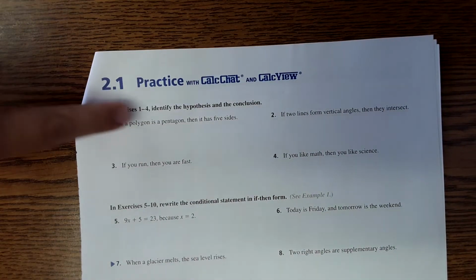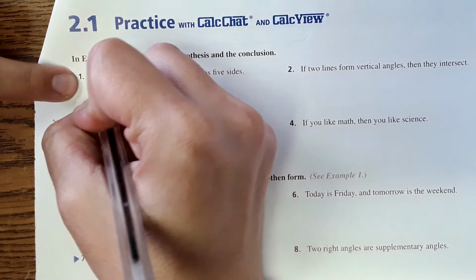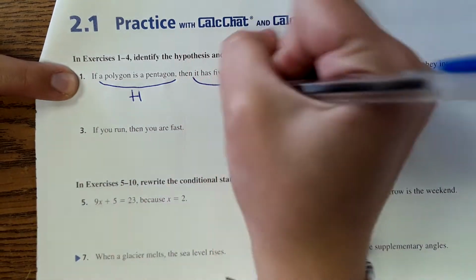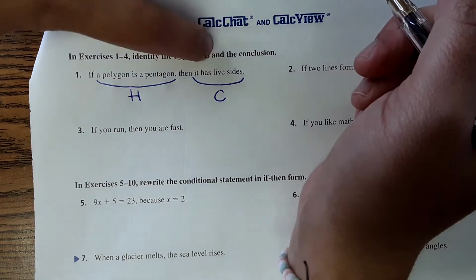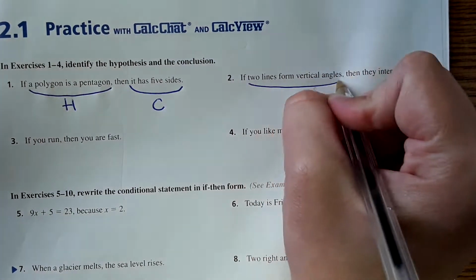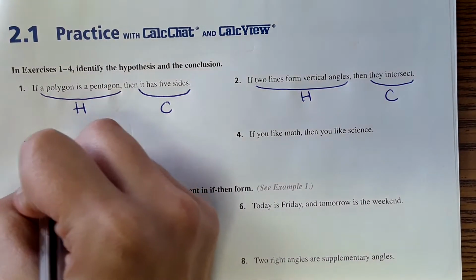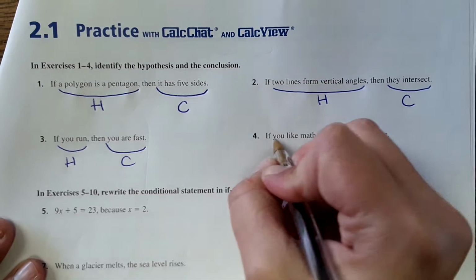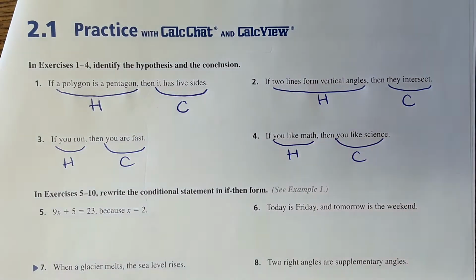So here it says identify the hypothesis and conclusion. So we're just going to go through each one of these. So this would be the hypothesis. I'm just going to label it H. And the conclusion would be right here. If a polygon is a pentagon, so polygon is a pentagon would be the hypothesis. Conclusion, it has 5 sides. So for number 2, this would be the hypothesis. Conclusion. If you run, that's the hypothesis, then you are fast. Conclusion. You like math, hypothesis, then you like science.